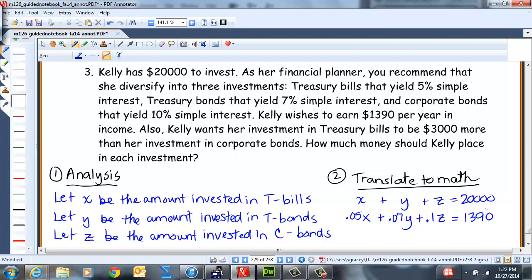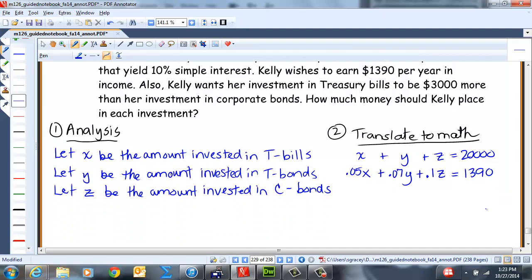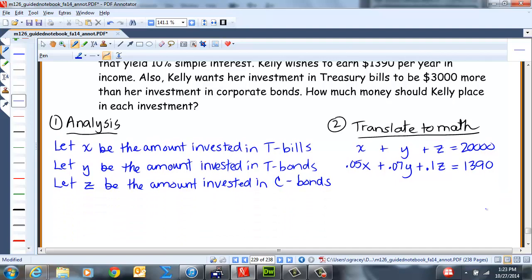Okay, so our third statement, Kelly wants her investment in Treasury bills to be $3,000 more than her investment in corporate bonds. So Treasury bills was X, so X will be Z plus 3,000. Okay so far? Awesome.